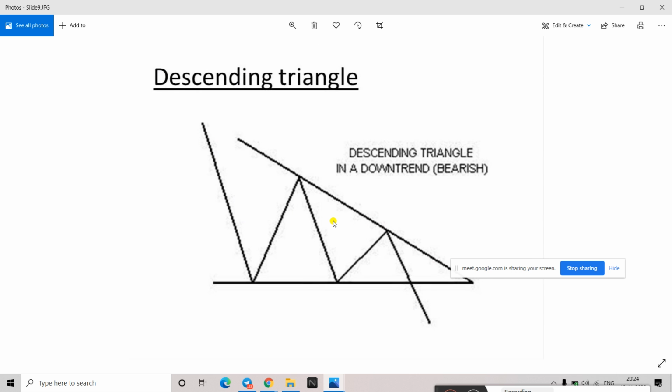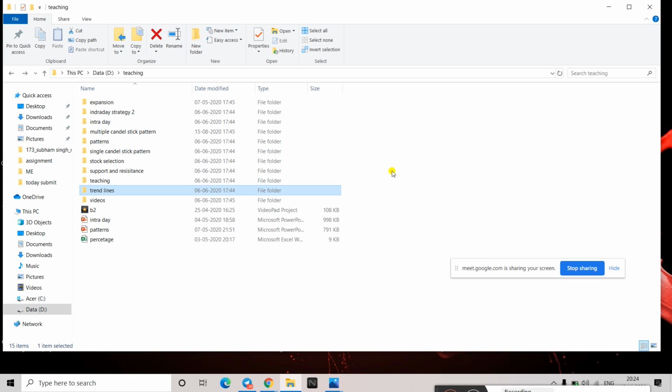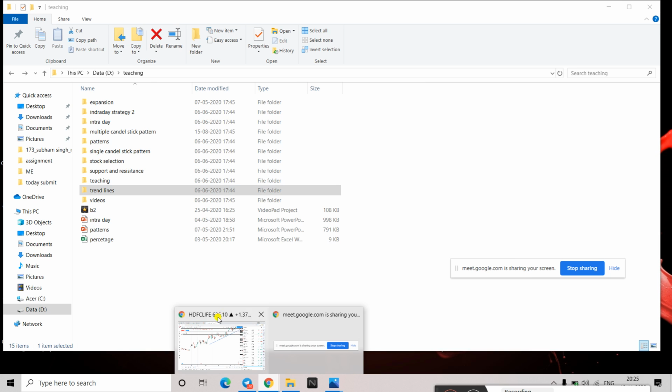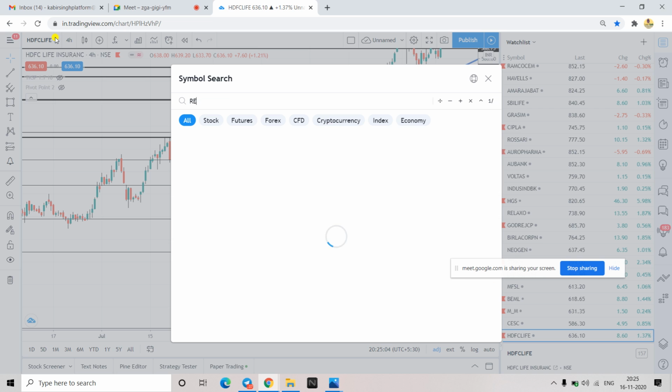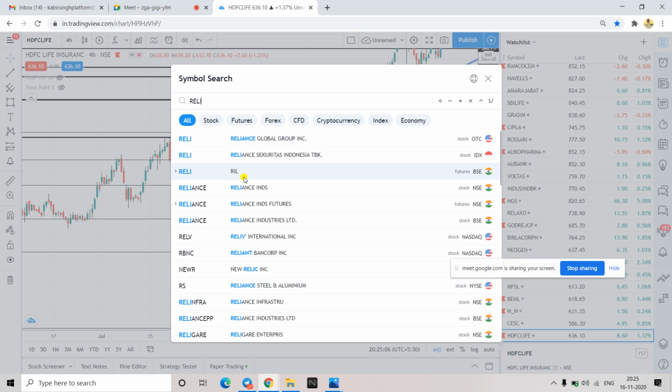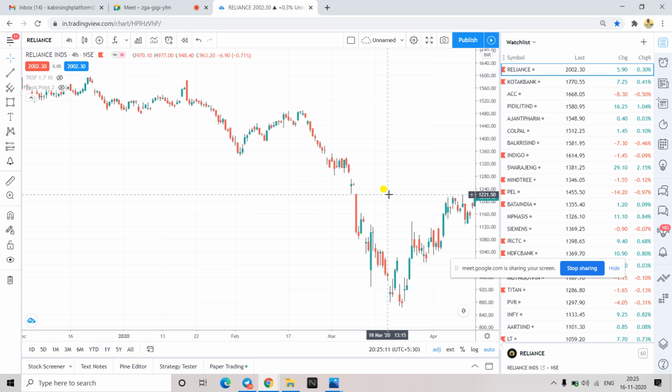So these four patterns which I have just discussed: flag pattern, bullish flag, bearish flag, and bullish triangle, bearish triangle. These four, and double top, double bottom are another two, and we have discussed trend lines now. So what we'll do is we'll go on the charts, all right, and we'll just see these patterns. I think on Reliance there are a lot of these patterns already drawn on my chart. If it is still there, I'll just show you.